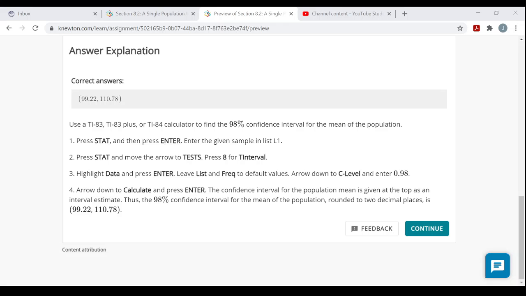All right, and that's it. Very quick and easy. The thing that takes the longest for these problems is entering that list of data, and you've got to double check it. Make sure you're entering all the values correctly, because if you mess up on one of them, it's going to throw everything off and you'll get it wrong. So make sure you're entering your data correctly before you go to that t-interval function.